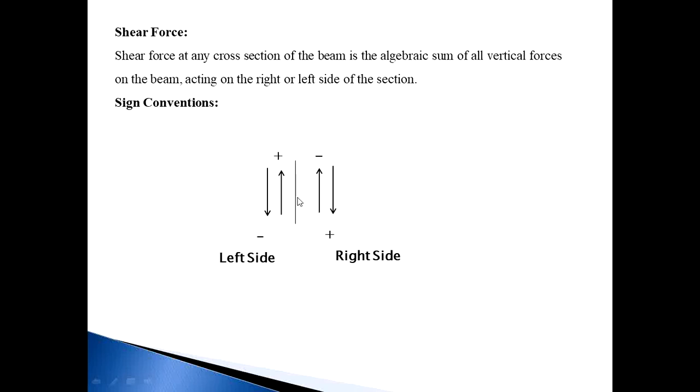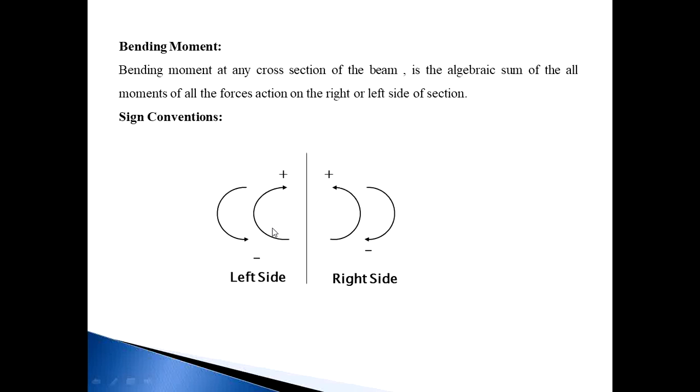This is a section XX. The sign convention for shear force: on the right side of this section, an upward force is considered negative and a downward force is considered positive. Once again I repeat, for the right side, upward force is negative and downward force is positive, and for the left side, upward is positive and downward is negative. This is the sign convention for shear force.